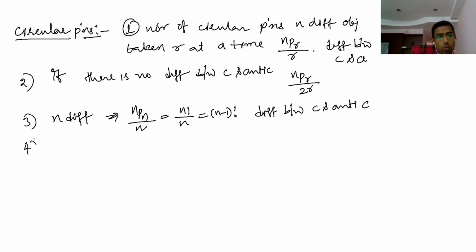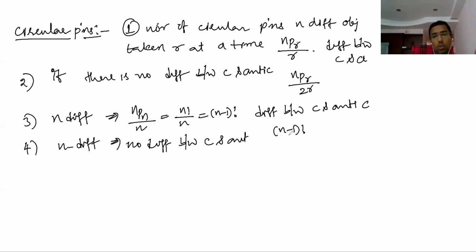Number 4. Number of different circular permutations of n different objects taken all at a time when there is no difference between clockwise and anti-clockwise direction. Then it is n minus 1 factorial by 2.